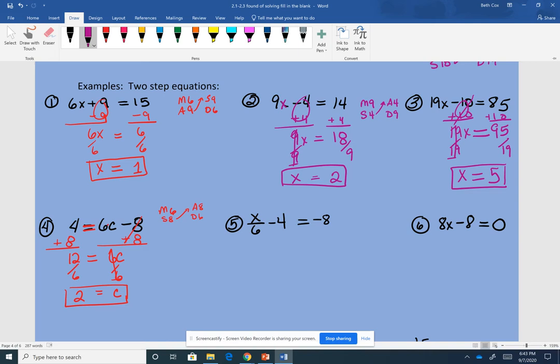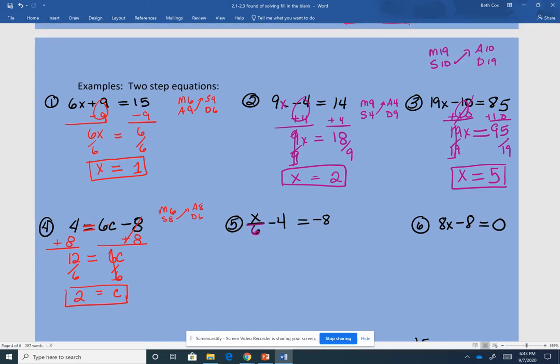My variable is x, and what happened to x was divide by 6. You're thinking, that's a fraction. Yes, fraction is divide. So the first thing that happened was divide by 6, and then 4 was taken away, or subtract 4. So to reverse that, in reverse order, I need to add 4 and then multiply by 6. So that's what I'm going to do.